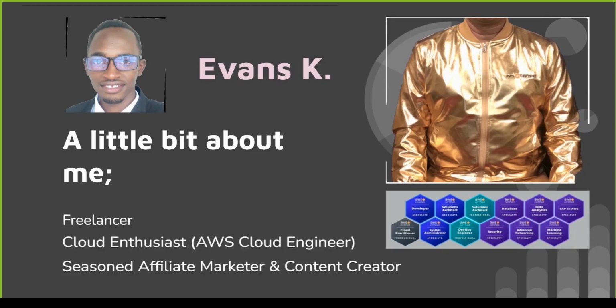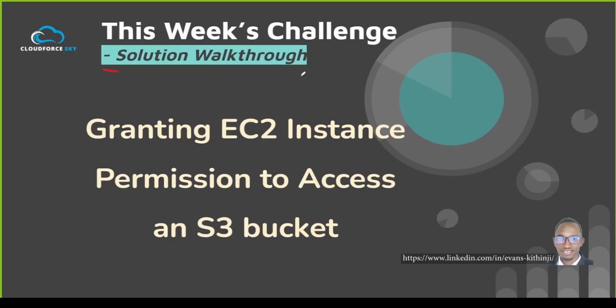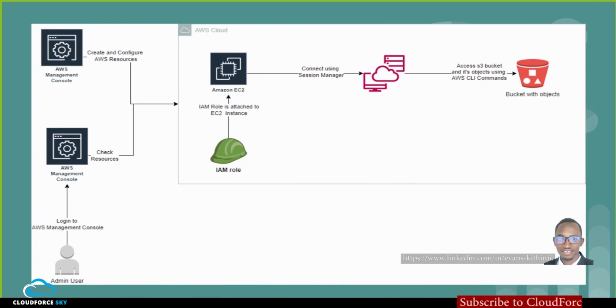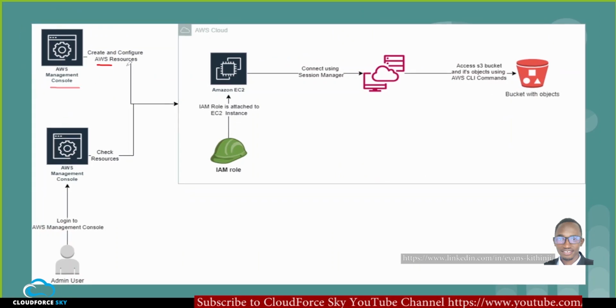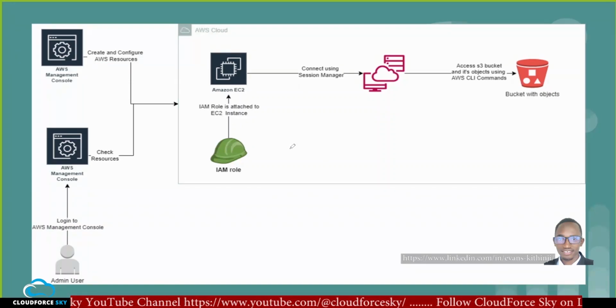With that said, I'll get into today's topic. I'll be walking you through the solutions for this week's CloudForceSky weekly challenge. The challenge was to grant an EC2 instance permissions to access S3 buckets. As an IAM user, I'm going to log into the AWS Management Console. I'll go ahead and create the resources that are needed for this exercise. So first of all, I'll have to create an IAM role.